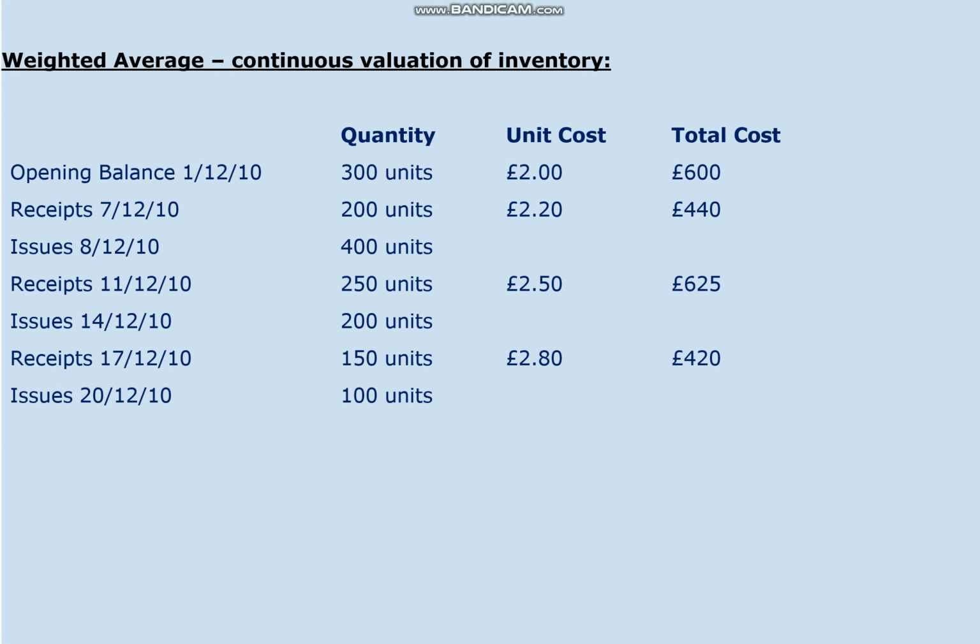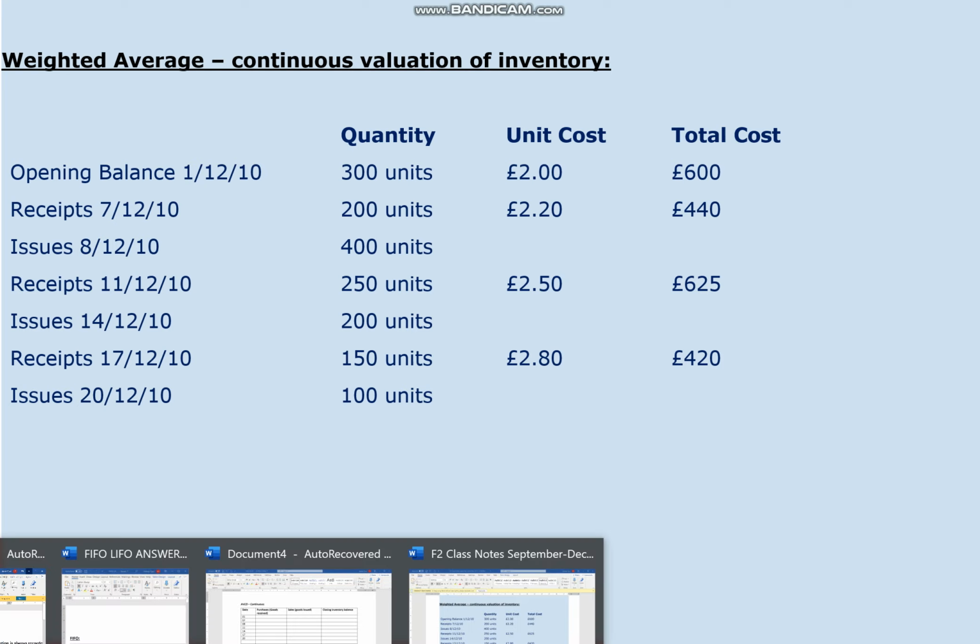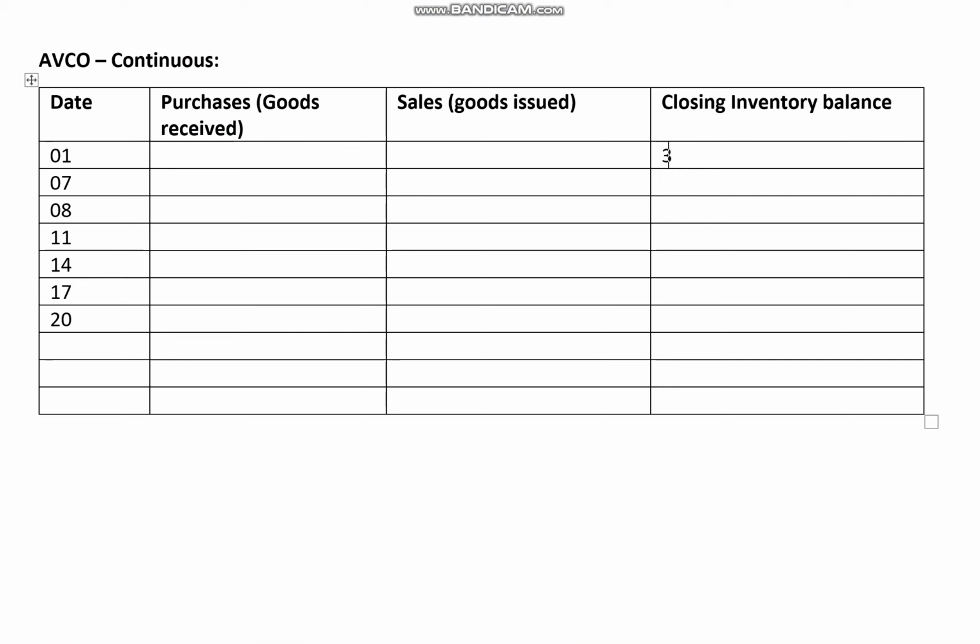So let's have a look at a few transactions which are right here for our discussion. We had 300 units of opening balance at 2, then they received 200 more units at 2.2, then they issued or sold 400 units, then they received and issued, and so on. So we are going to start with the opening balance. On the 1st of December, they had 300 units. That gives us the opening balance of the inventory, £600.